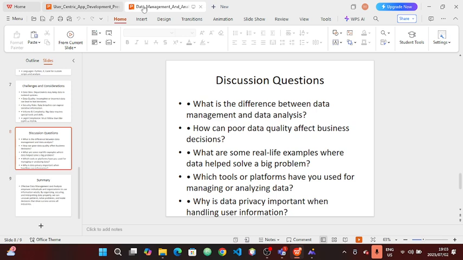How can poor data quality affect business decisions? Okay, so I don't think anyone's going to answer this question, so I'm just going to take it, if that's fine.